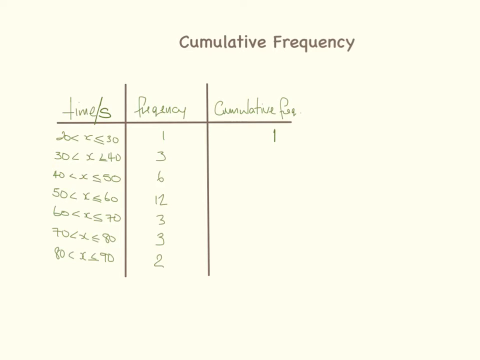The second one is going to be 3 plus 1. I'll write that down for you here, 3 plus 1, so that's going to be 4 then. The next one is going to be your 4 plus your 6 that you've got there. So always the last answer plus the next one. So this is going to give us 10 there.